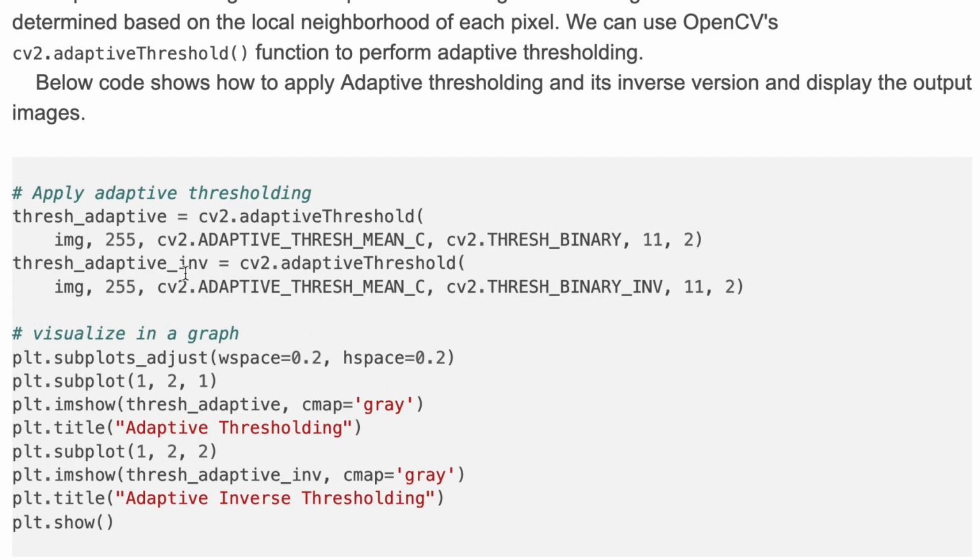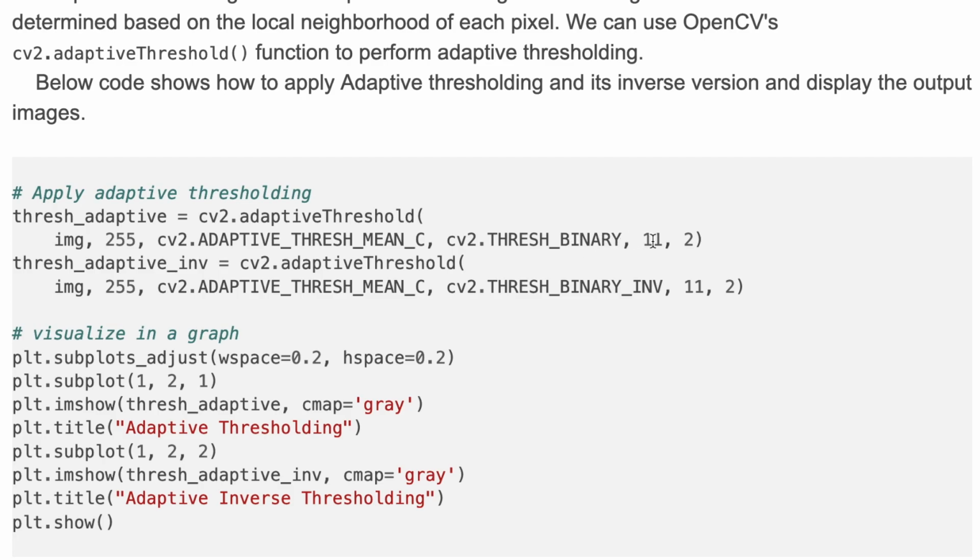First we provide the source image, and the next parameter is the max value, the maximum value that can be assigned to a pixel, and the next one is the method, the adaptive method used to calculate the threshold for each pixel. Then the next one is the threshold type. The threshold type can be applied with this thresh binary.